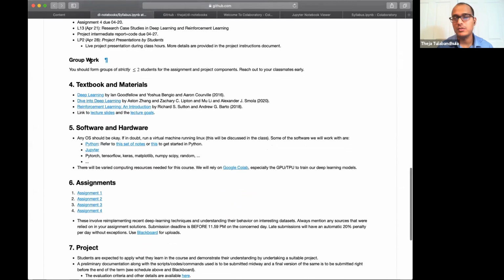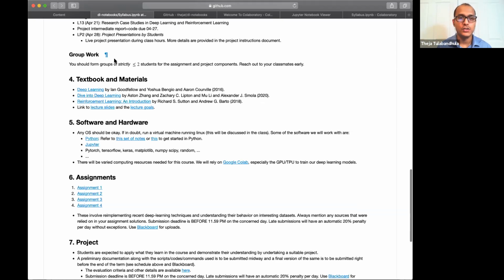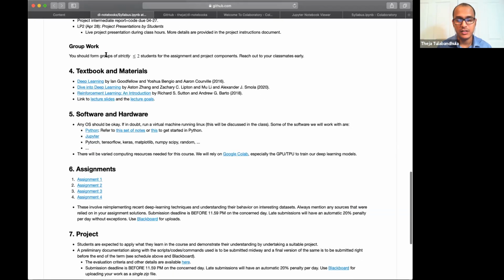There is going to be group work for this course. This is an elective course, so I assume everybody is interested in learning deep learning. Depending on your background, some of you probably are experts, some of you are beginners. That's fine. So there's going to be group work. So try to form a team of at most 2. You can certainly go solo. It is doable. It's not a very heavy course in terms of homeworks or assignments. So that's one of the components.